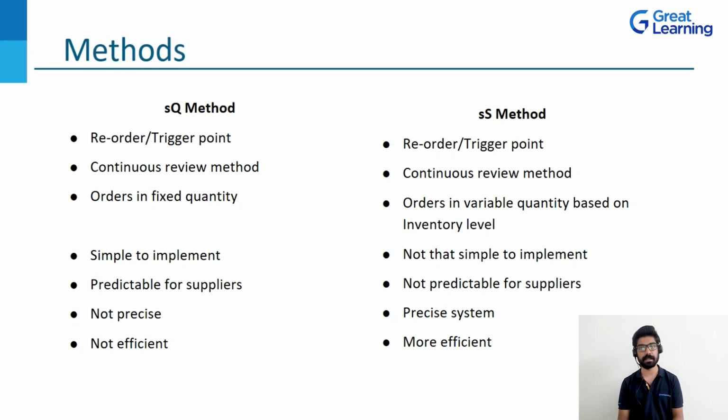Similar to the SQ method, we have the SS method. Let's understand the differences between the SQ method and the SS method. Similar to the SQ method, in the SS method also we have the reorder point or trigger point. When the reorder point or trigger point is hit, only then will it place the order. And this is also a continuous review method. We'll keep track of how much inventory we have, how much inventory we should have, and whether this inventory will satisfy our demands. So it is a continuous review method.